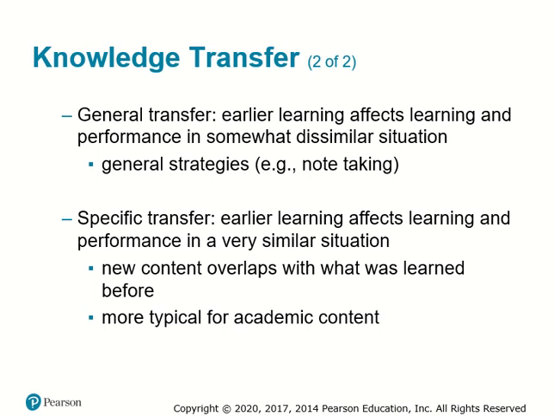Specific transfer happens when all your learning affects learning and performance in a very similar situation. And it's more typical for academic content because new content can overlap with what was learned before. However, teachers tend to assume that because students have learned certain concepts in other subjects, they can skip explaining, and they think that students will automatically make transfer in the specific context, but that is not always true.